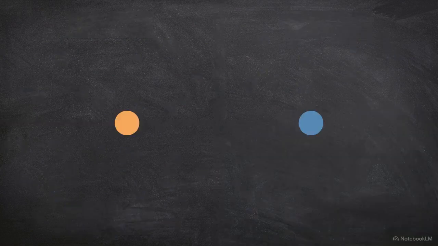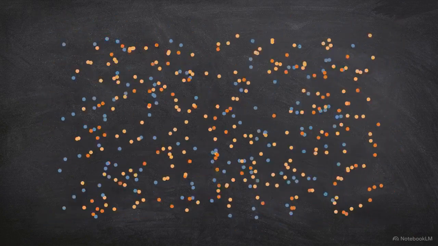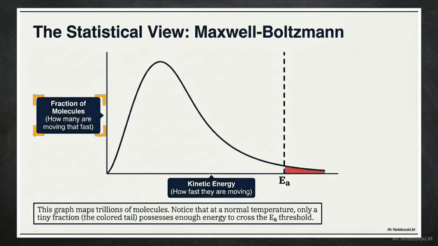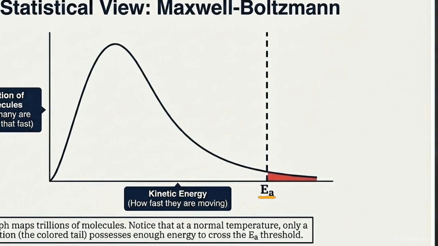To understand a complete system, we must move from individual collisions to the macro statistics of trillions of molecules. Chemists use the Maxwell-Boltzmann distribution to map the varying levels of kinetic energy throughout a molecular population. This distribution curve maps the fraction of molecules on the y-axis against kinetic energy on the x-axis. At room temperature, the activation energy threshold sits far right. Only a tiny shaded tail possesses enough energy to cross that line and react.